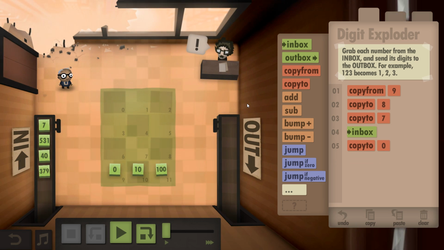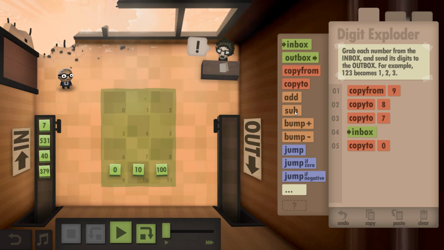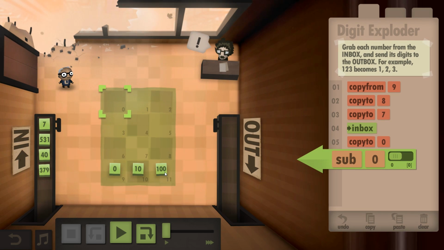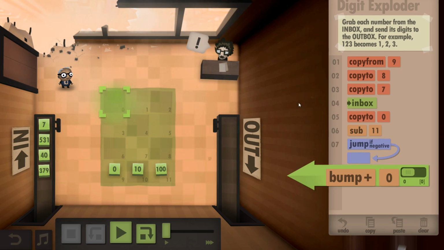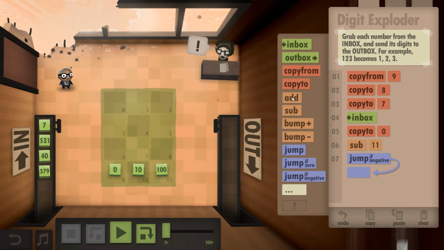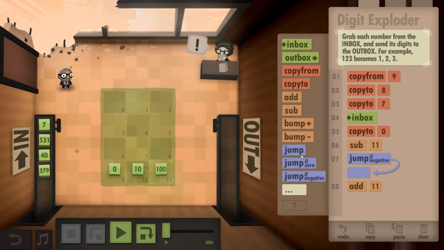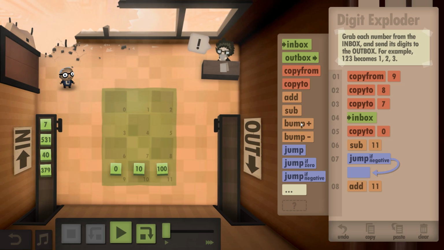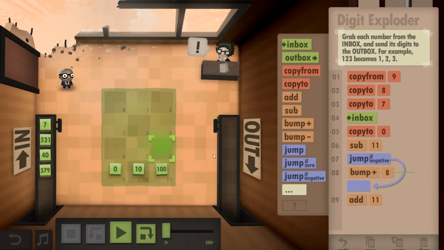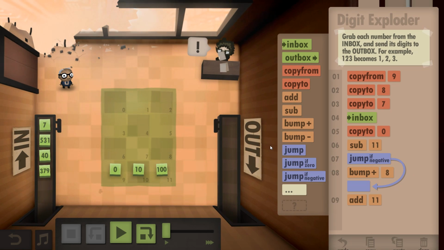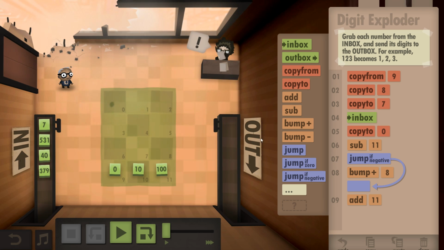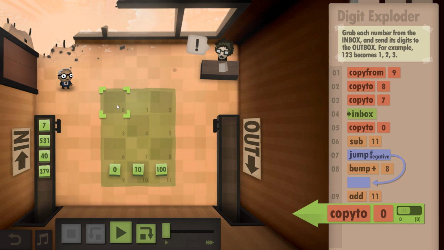Don't question me. Oh man, I copy that to 0, and then I subtract 100, and if it's negative, then I've gone too far. So I add it back. And if it's not negative, I bump up the 100 counter, which is right here. And either way, I save it back down.